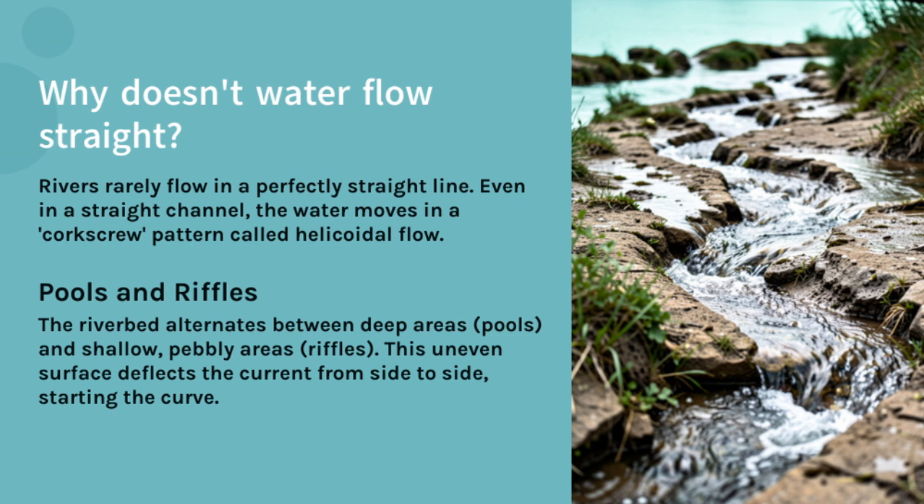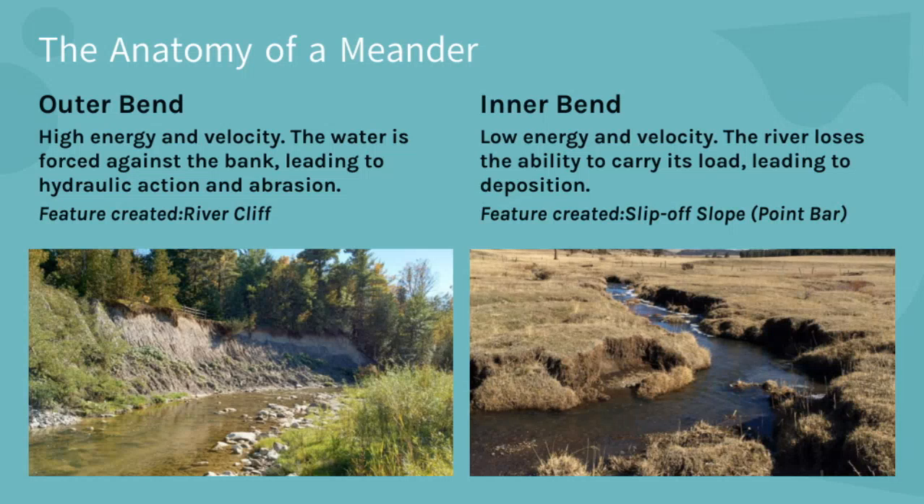As water moves over this uneven bed, it is deflected from one side of the channel to the other. This creates tiny bends at first. Over time, these bends become larger as erosion and deposition exaggerate the curve. So meanders begin because the river's flow is uneven. Once a slight bend forms, the processes of erosion and deposition make the bend more pronounced. Now we are going to look at the structure, or anatomy, of a meander.